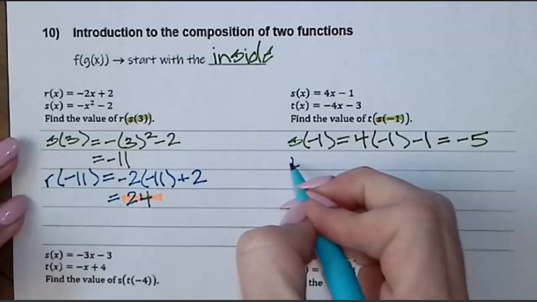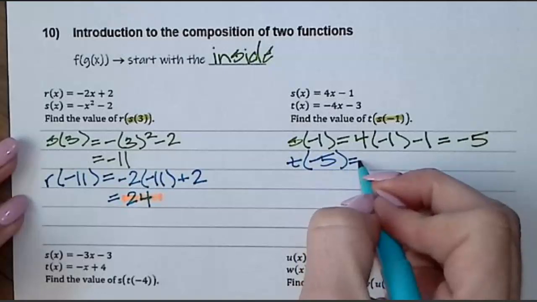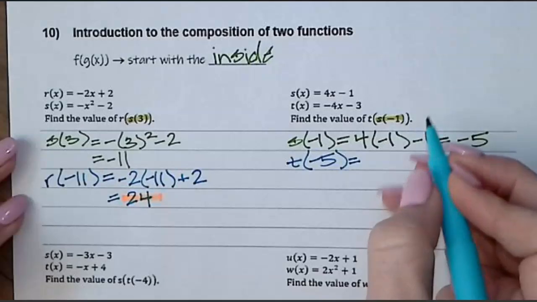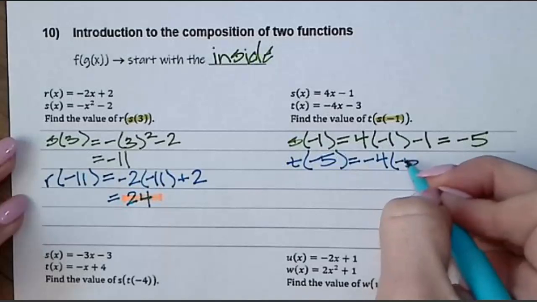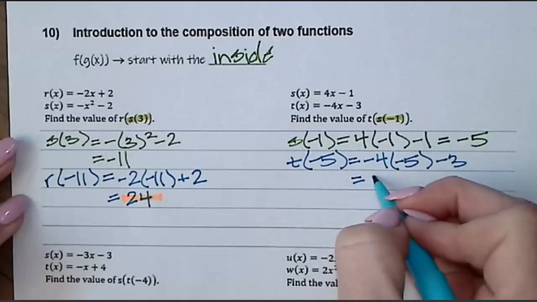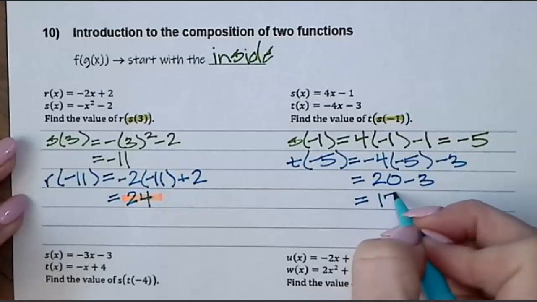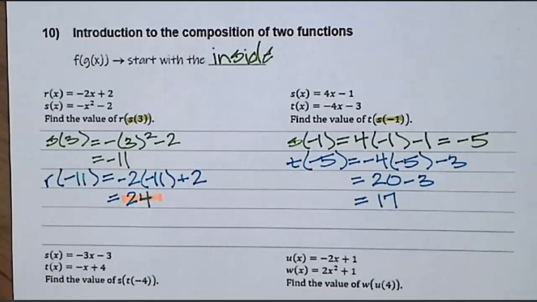So what I'm looking for is t of negative 5. And that means I go into t, and everywhere I see an x, I replace it with a negative 5. Negative 4 times negative 5 minus 3. Negative 4 times negative 5 is positive 20. Minus 3 is 17. So my answer for the value of t of s of negative 1 is 17.